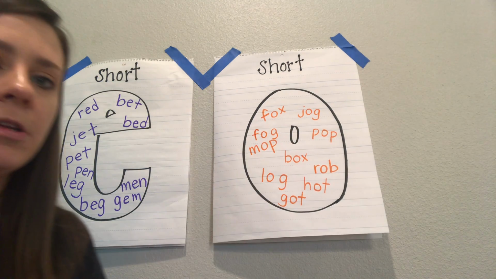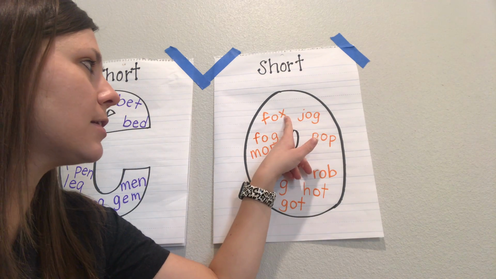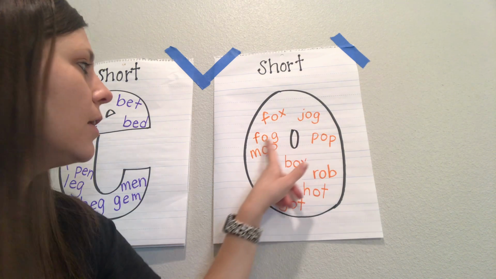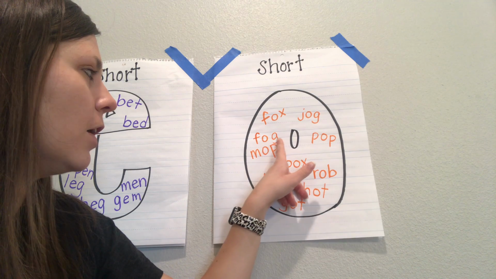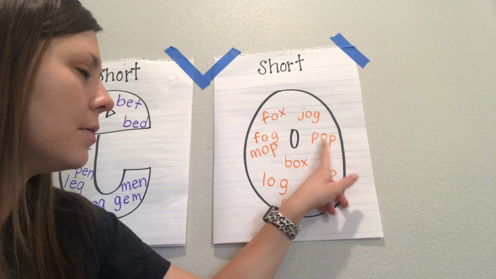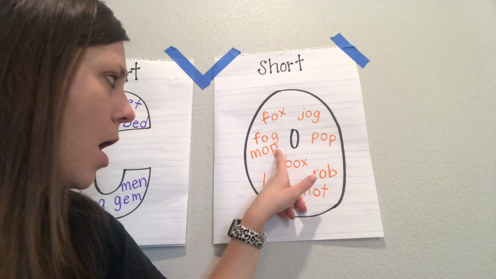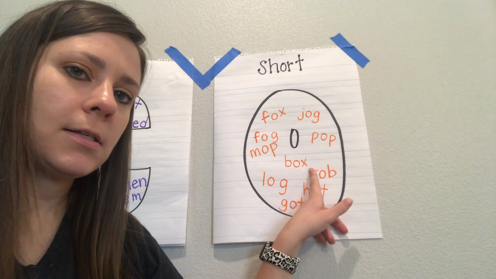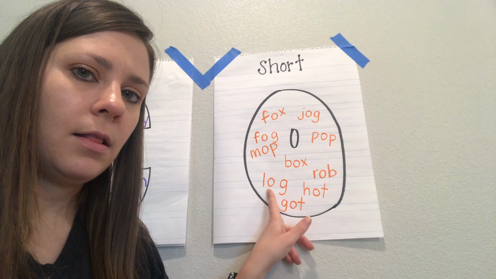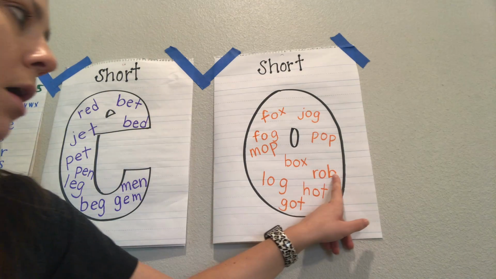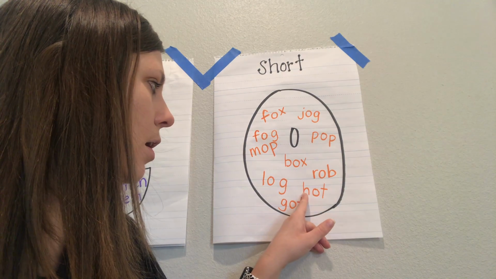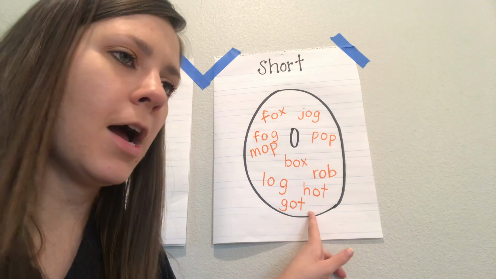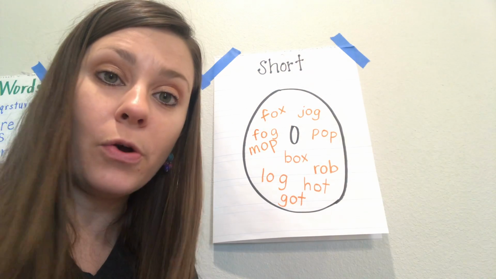So let's read our short O words together. We have ox, fox, log, jog, fog, pop, mop, box, log, rob, hot, got. Okay, so remember, short O says ah.